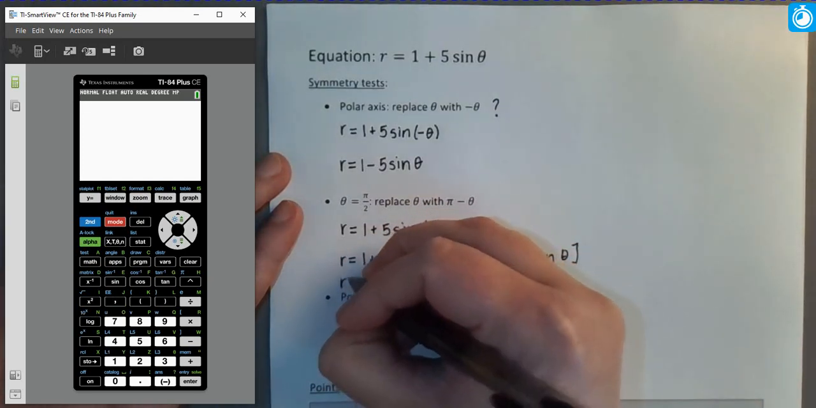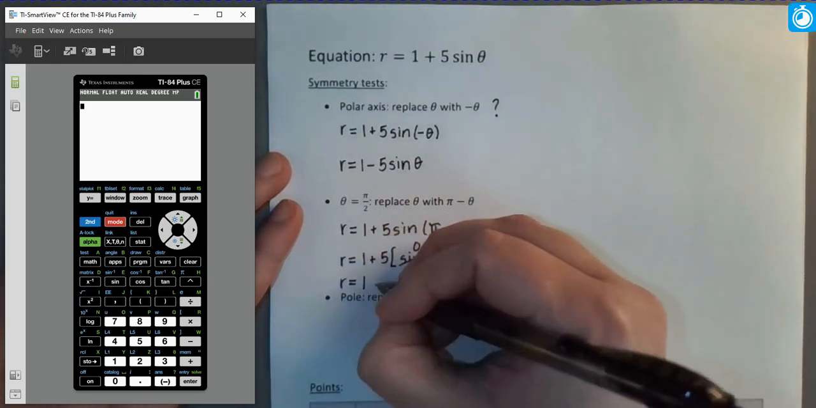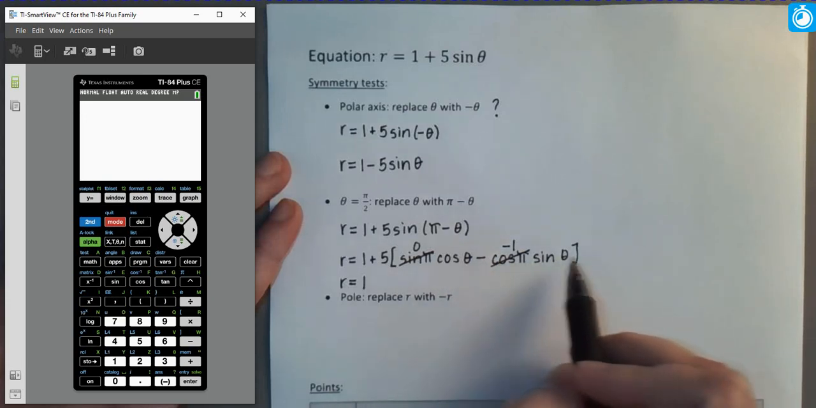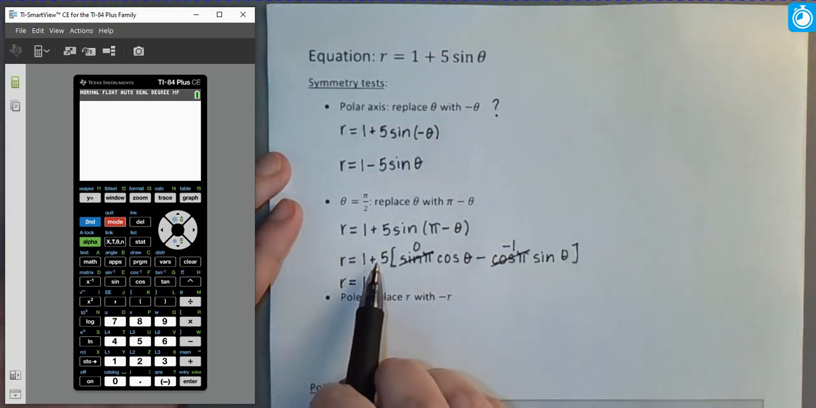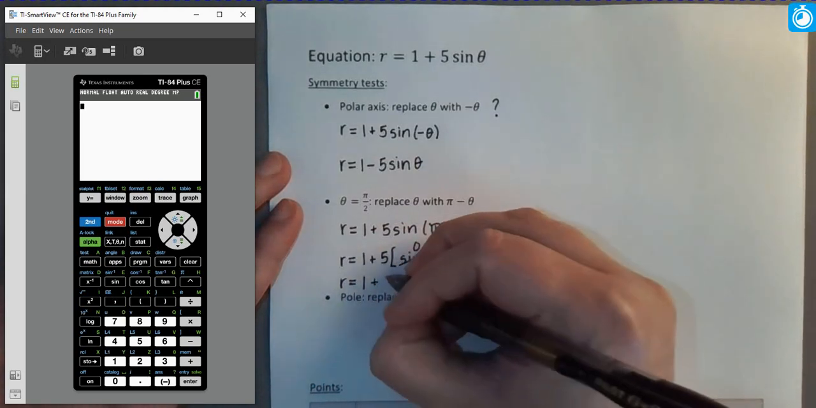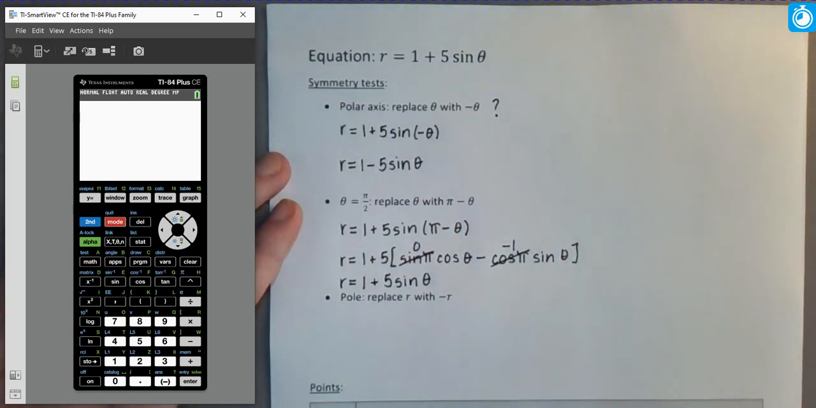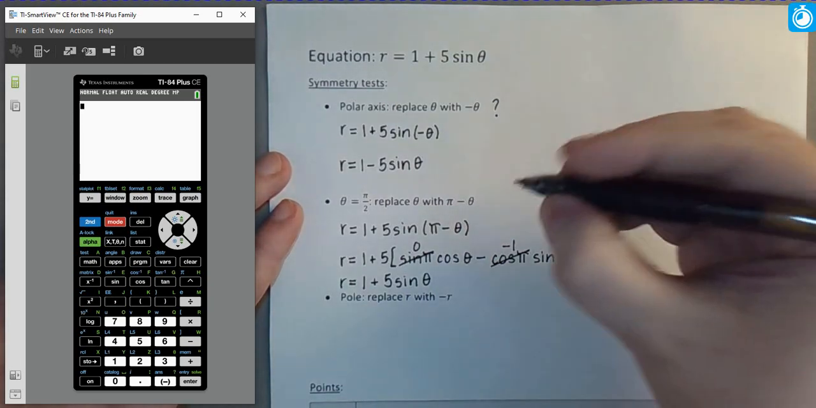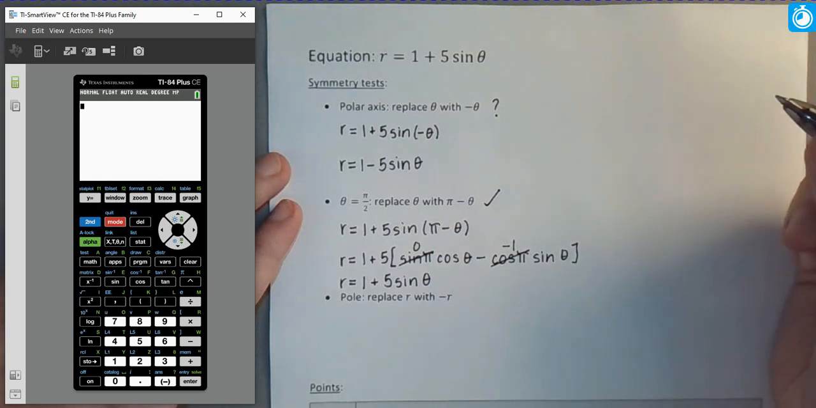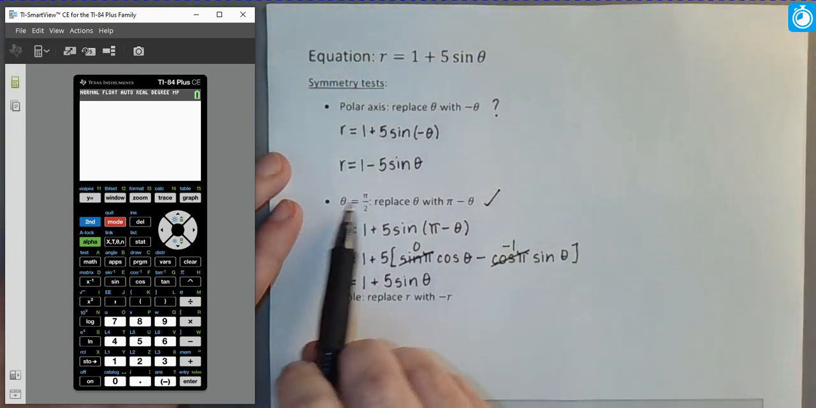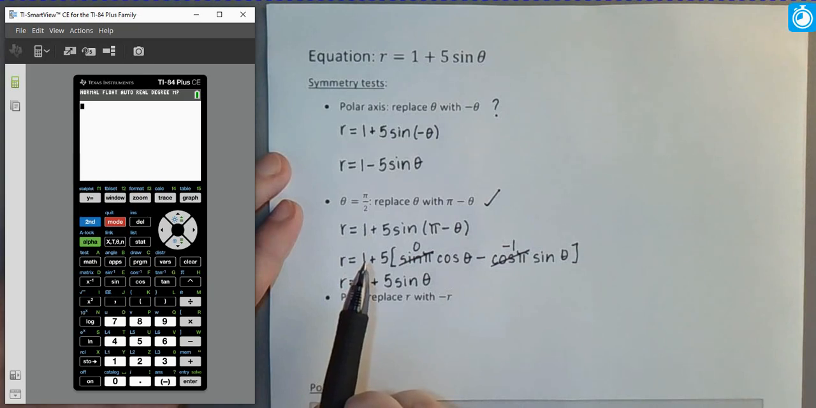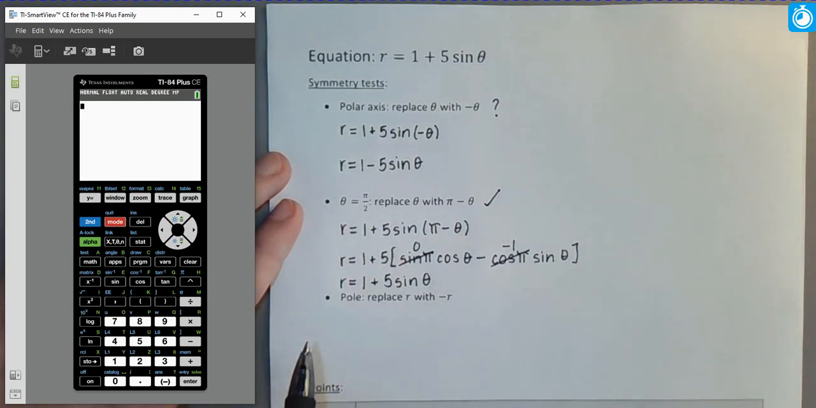So if we put all of that together, we have our 1, and then the sign here stayed positive, so we don't flip the sign outside, the sign that was a part of the term. So it's still just going to be plus 5 times the sine of theta. And unlike with the last test, we now have a simplified equation that does match the original. So because we were able to simplify and match the original equation, that confirms that this particular equation's graph is going to be symmetric across the line theta equals pi over 2. And that's an important confirmation.